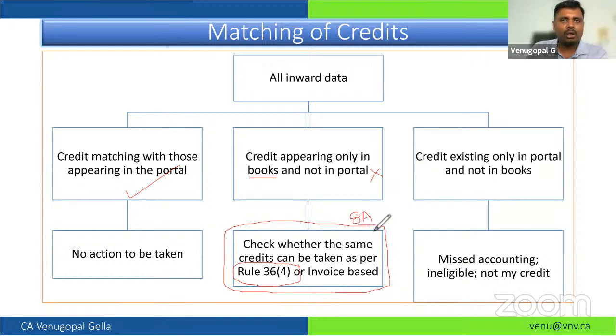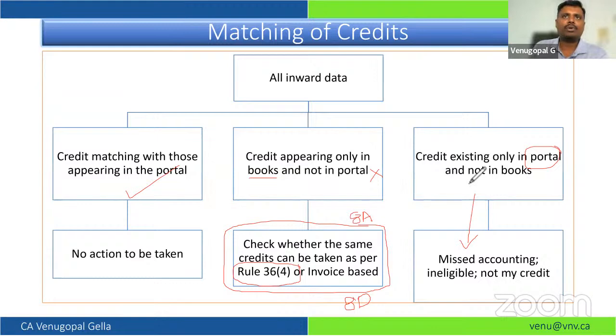If it is not filed and you have availed the credit, your 8D of GSTR-9 will be showing a negative value. It would indicate that you have availed extra credit. And the last situation is credit is there only in the portal and not in the books. It means it is a missed accounting. Either you account it and avail it next year, or it is an ineligible credit, or it would lapse, saying that you are not the original holder of this credit.